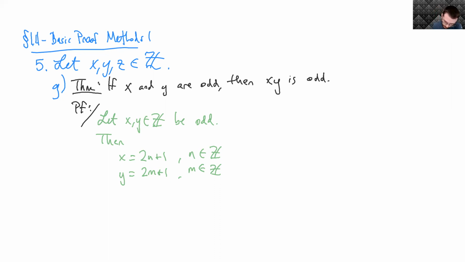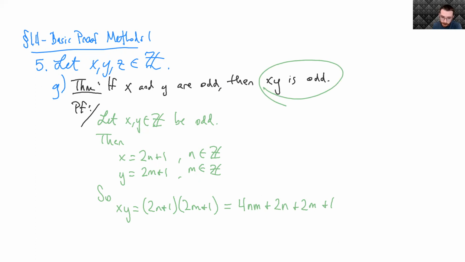Okay, and then I could say, well, what does X times Y look like? That would be (2n plus 1)(2m plus 1), just substituting in. And then foiling, I get 4nm plus 2n plus 2m plus 1. And my goal is to show that that product is odd. For that product to be odd, it would have to look like 2 times an integer plus 1. So can I write this as 2 times an integer plus 1?